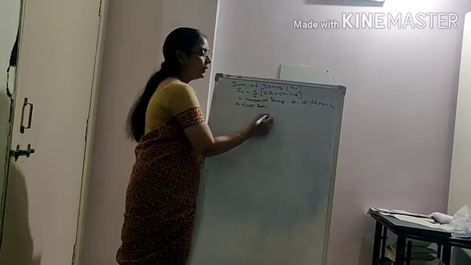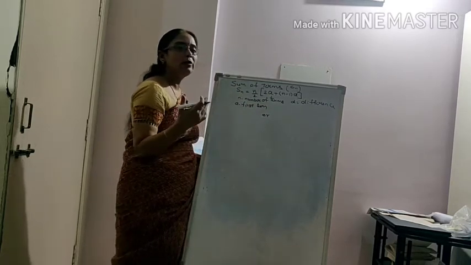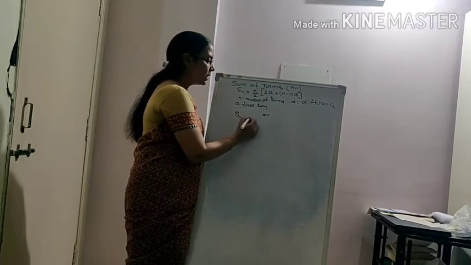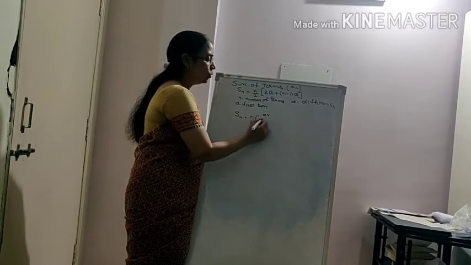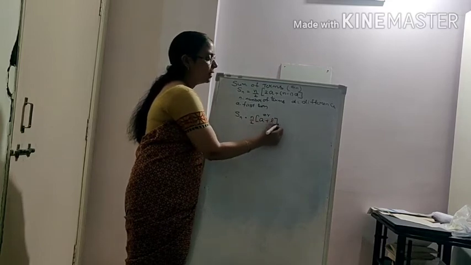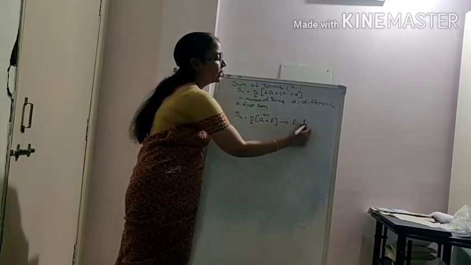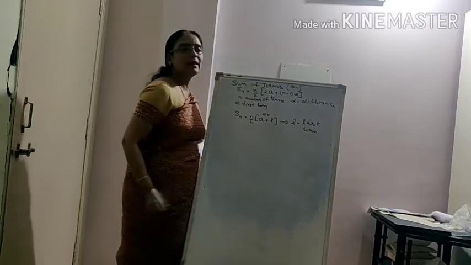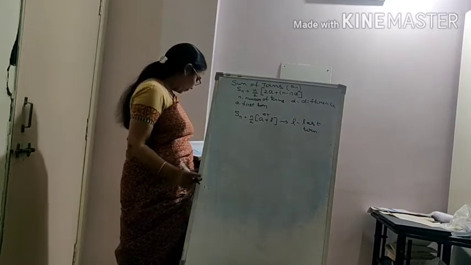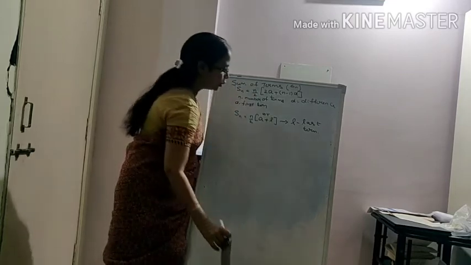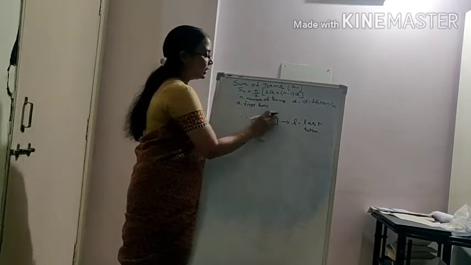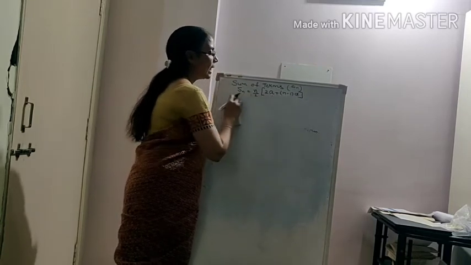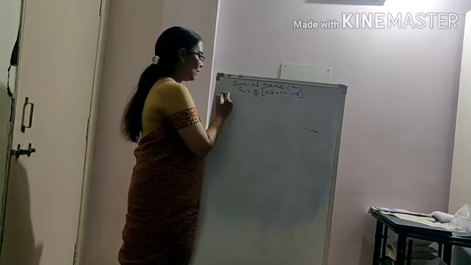Or else we will act according to the information given in the problem. We can also use n by 2 into a plus l, where l is the last term. Now I am going to show you a few examples based on this formula, n by 2 into 2a plus n minus 1 into d.